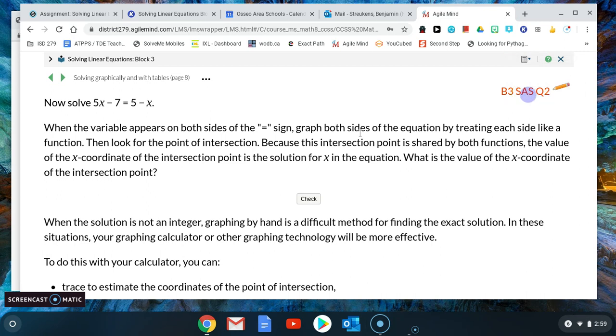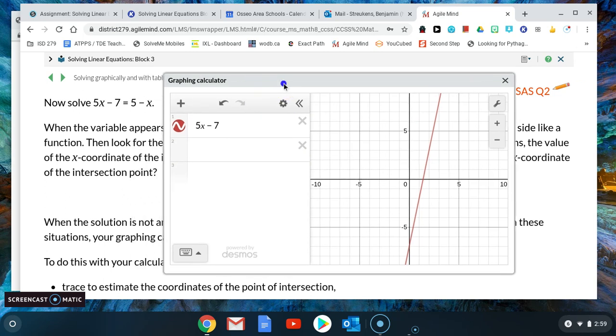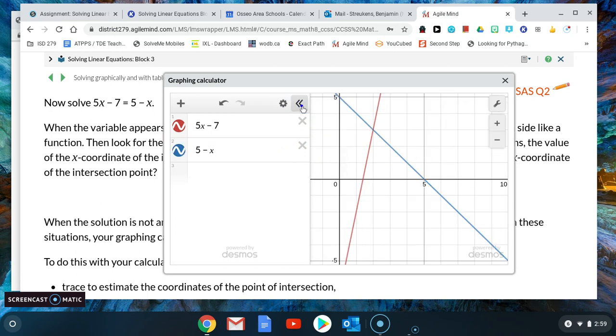If I pull up my graphing calculator, it will come up with our Desmos graph. It says to graph both sides of the equation. The first side of the equation is 5x minus 7. That's my first line. Then I'm going to go to the second line, and my next one is 5 minus x.